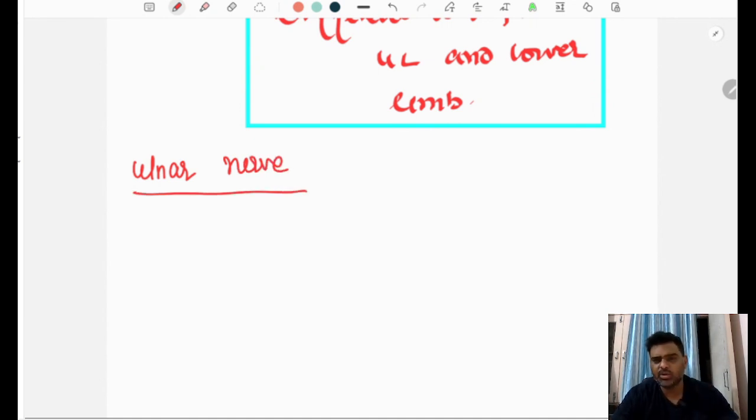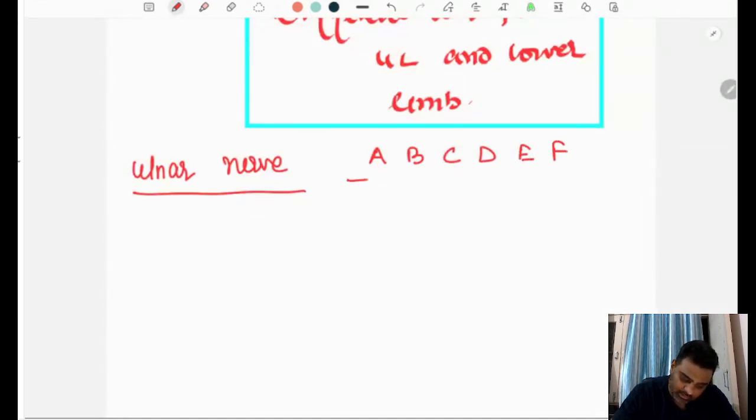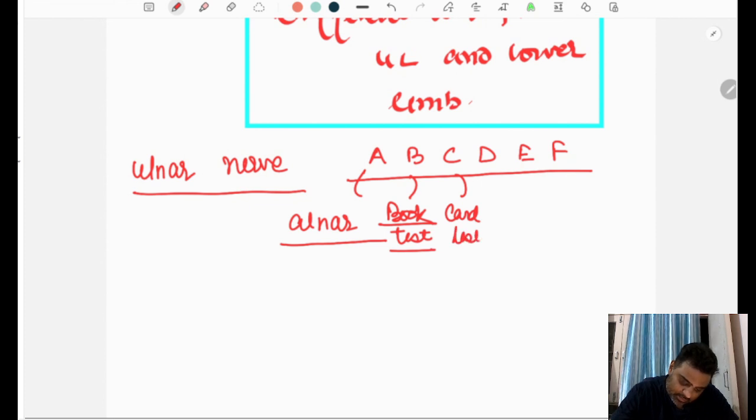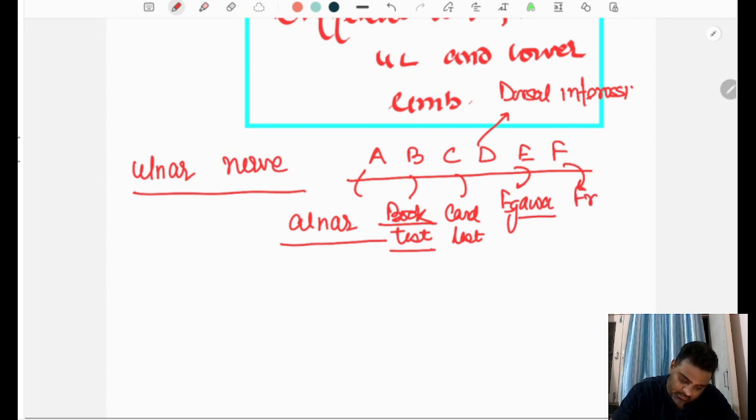So I've seen a very good mnemonic on the internet. You can remember ulnar nerve by A, B, C, D, E, and F. Okay. A say you can write ulnar like this. B say you can write book test. C say you can write card test. D say you can write dorsal interossei. I will explain everything. E say you can write Igawa test. And F say you will write Froment sign.